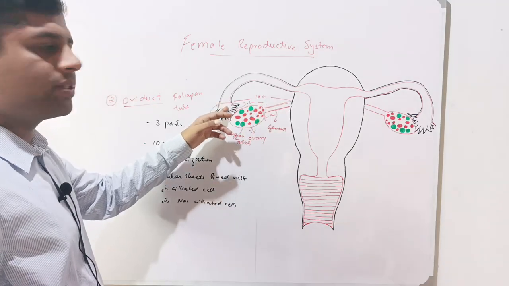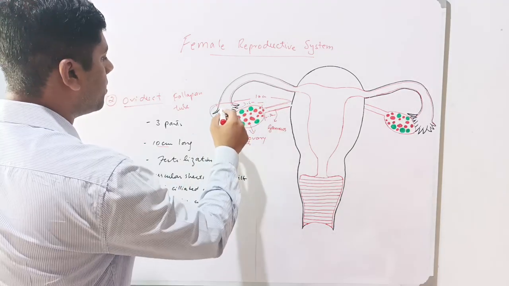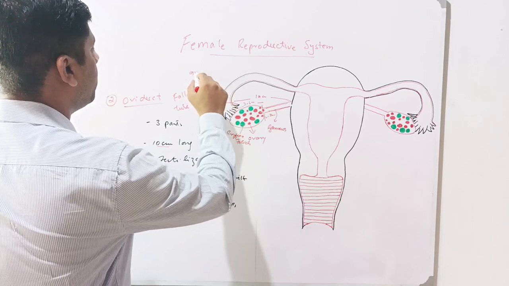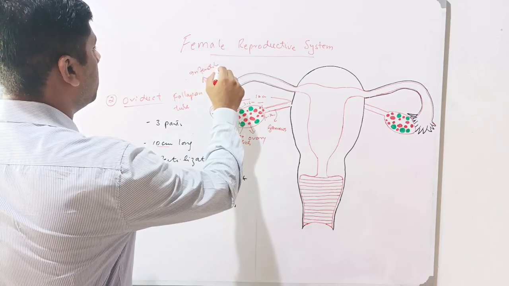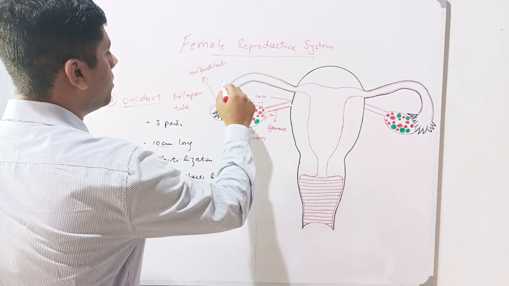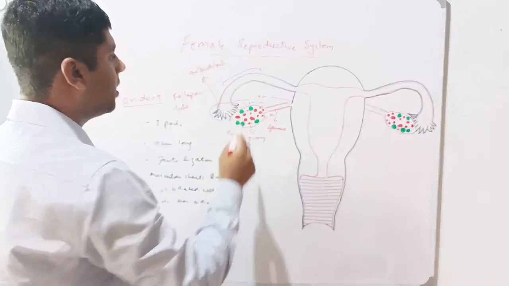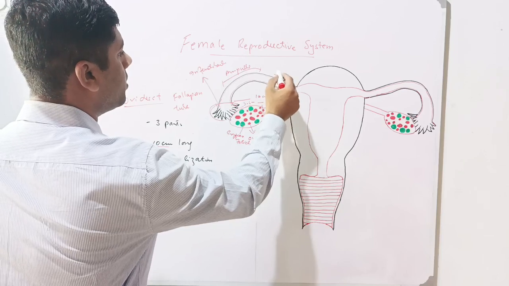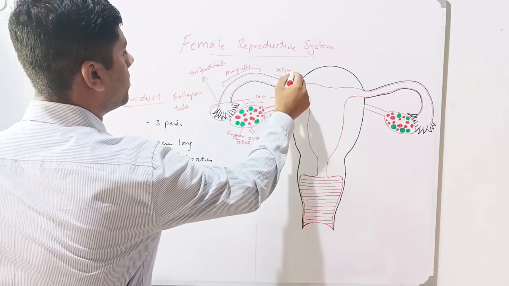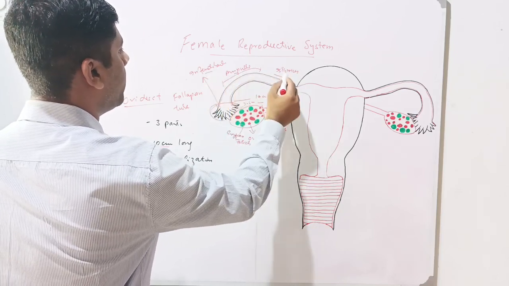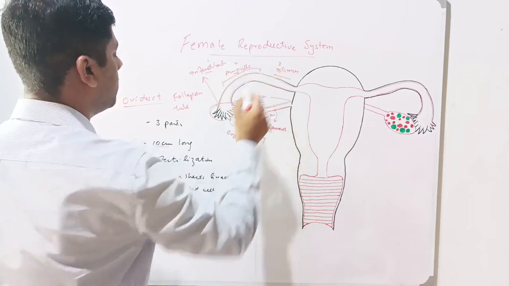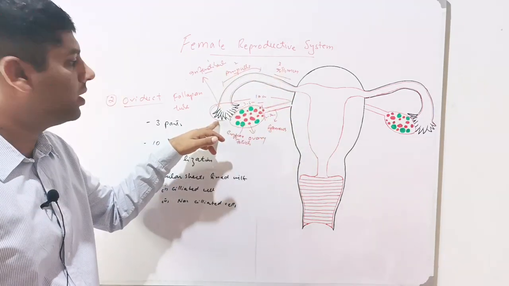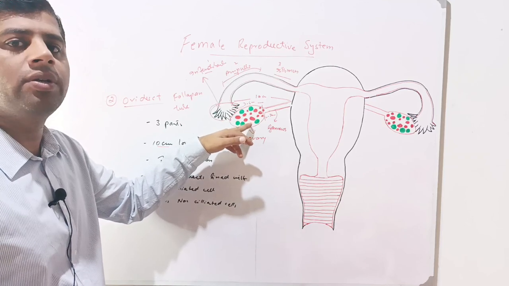The fallopian tube or oviduct has three parts. The initial structure of the oviduct is called the infundibulum. It is the first part. The second portion of the oviduct is called the ampulla, and the last terminal portion is called the isthmus. So it has three parts: the infundibulum, ampulla and isthmus. The infundibulum, being a cup-shaped structure, catches the ova released from the ovary.